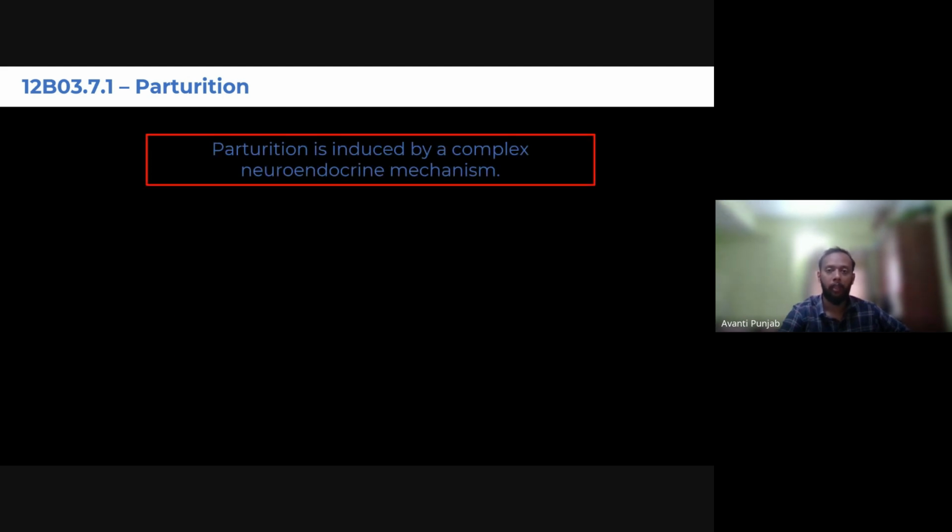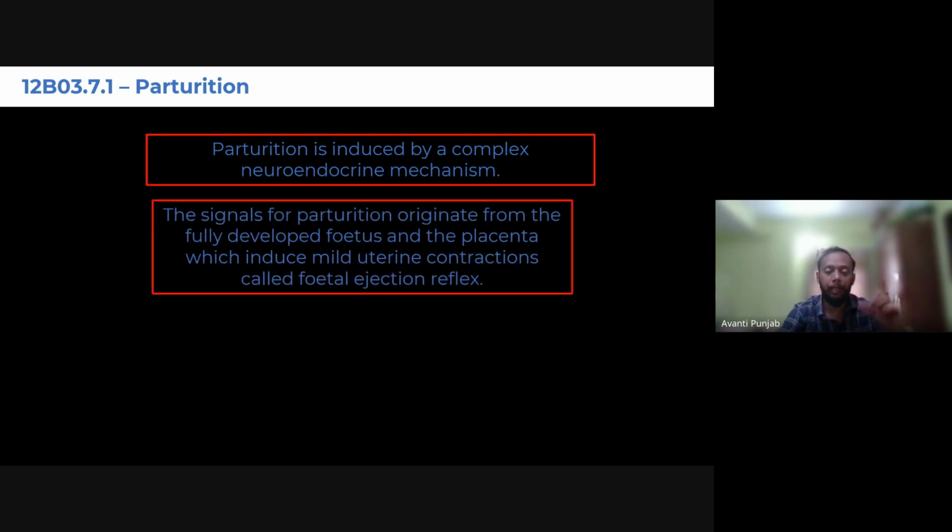Something you know this. Parturition is induced by complex neuroendocrine mechanism. अब ये जो आप पढ़ रहे हो, ये आप ऑलरेडी क्वेश्चन भी सॉल्व कर चुके हो. द सिग्नल फॉर पार्चुरेशन ओरिजिनेट फ्रॉम द फुल्ली डेवलप्ड फीटस एंड प्लेसेंटा. दोनों से आ रहा होता है, राइट. दोनों से ये सिग्नल आ रहा होता है, विच इंक्लूड अ माइल्ड यूट्रिन कॉन्ट्रैक्शन कॉल्ड अ फीटल इजेक्शन रिफ्लेक्स.